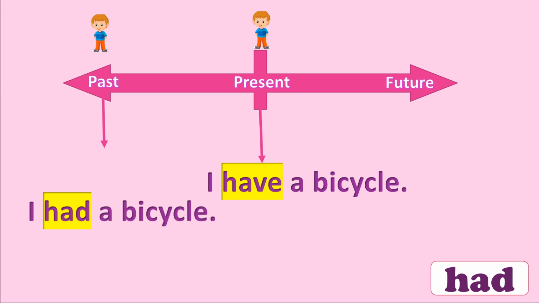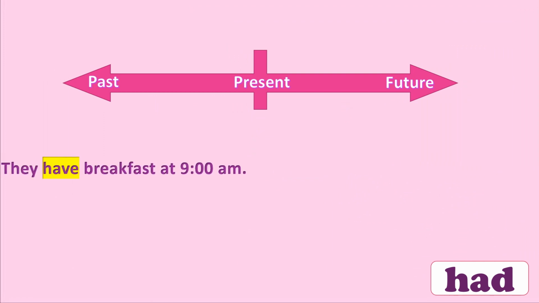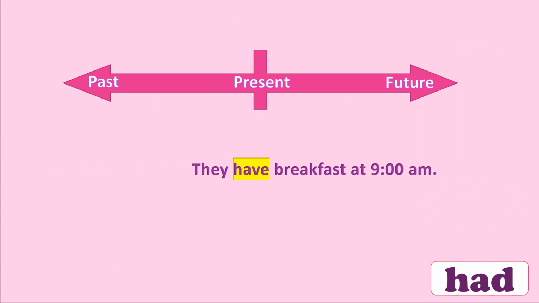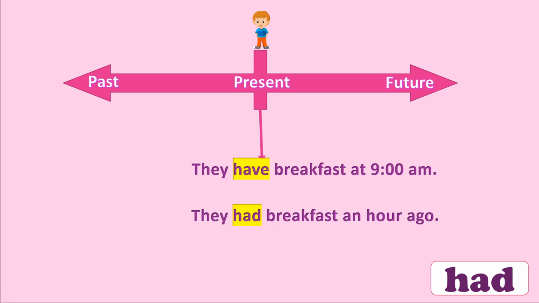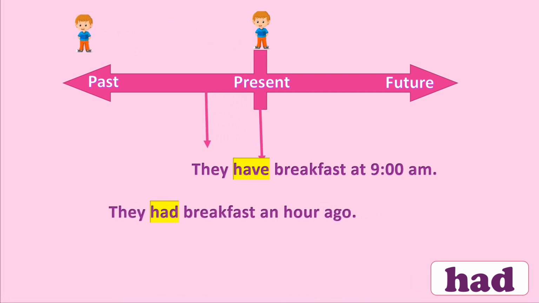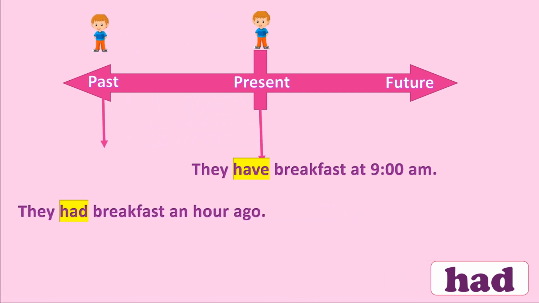Next example, they have breakfast at 9 a.m. That means present tense. They have. Generally, every day they take breakfast at 9 a.m. But if I want to talk about the past, they had breakfast an hour ago. They are not taking it right now. They already had it. So that means it's an action that happened in the past. That's why we have used the helping verb had here.